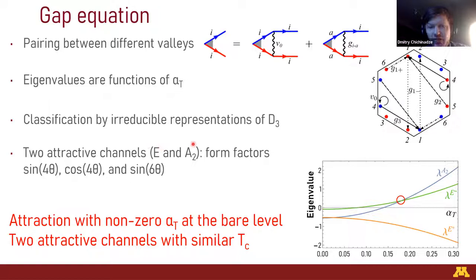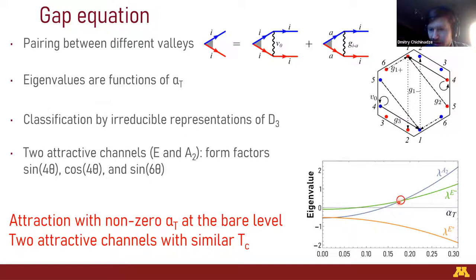Those correspond to the following form factors. The two-component one has four theta harmonics, sine and cosine, and A2 has a six theta harmonic. And note that we can get attraction in those channels with just non-zero alpha T already at the bare level. So we don't need to invoke a Kohn-Luttinger mechanism. We can get attraction just from those assisted hopping terms. So what we get here is two attractive channels with similar TC and they are completely degenerate. They have the same TC at this point.